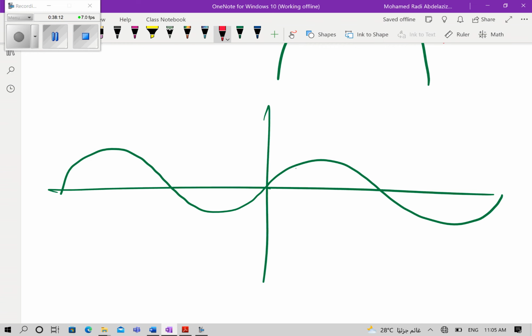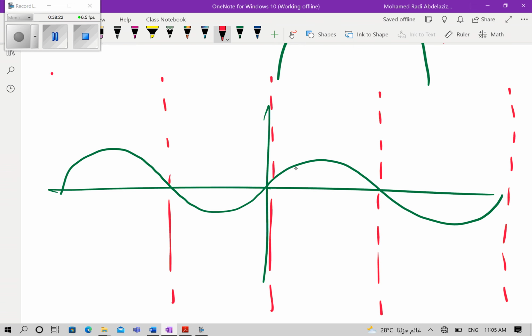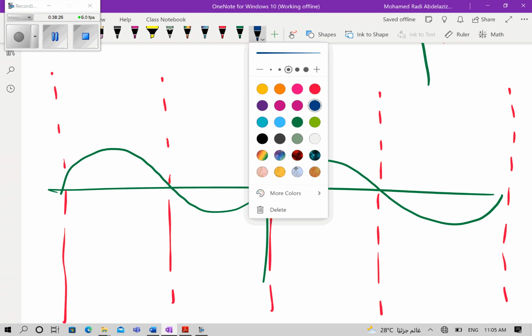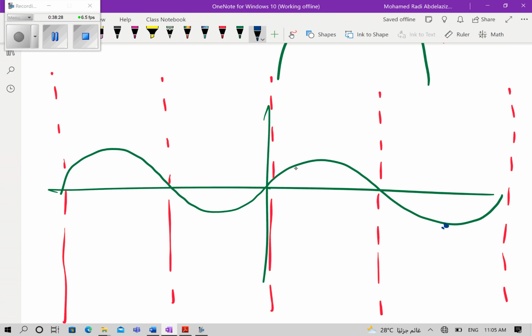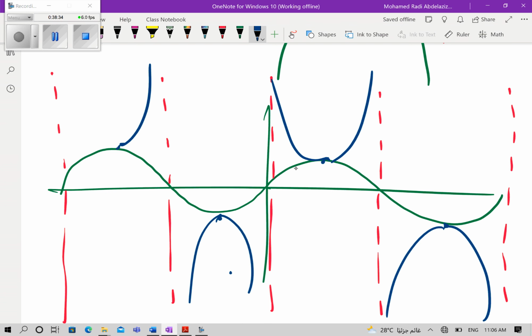How to sketch the graph of the reciprocal? Asymptote line, asymptote line, asymptote line, asymptote line. Then I start to reflect. This part reflected down, this part reflected up, this part reflected down, this part reflected up. This is the graph of cosec.